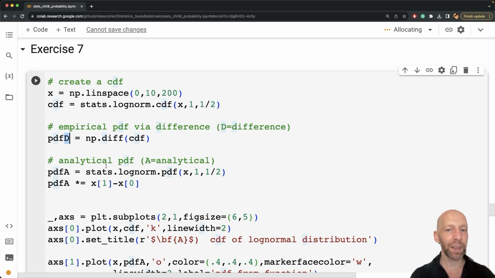Okay, and then I have the analytic PDF that comes from lognorm.pdf. And here you see, again, this consistent parallel organization of these function names. So we have stats.lognorm.cdf, stats.lognorm.pdf. Exactly the same input parameters. That's important. If you use different parameters, then the results would be trivially different. Okay, and here I'm applying the dx normalization. So I'm taking the analytic PDF, the output of this lognorm.pdf function, and just multiplying it by dx. Okay, and then generating the plots.